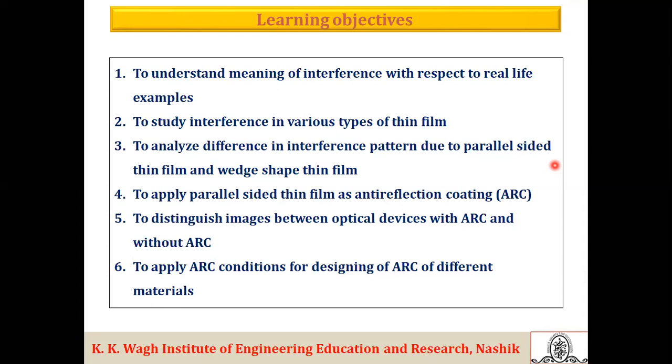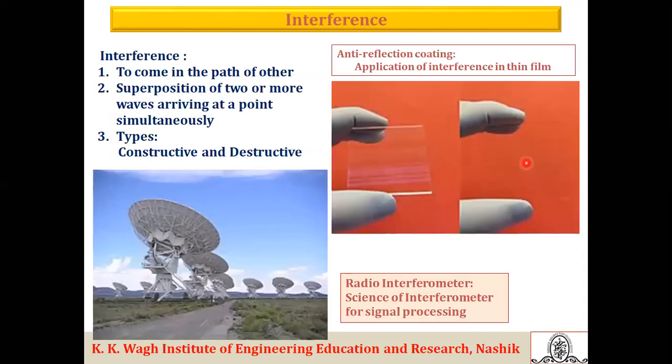To apply these anti-reflection coating conditions for designing various materials and various anti-reflection coatings. So with respect to these learning objectives, we are moving ahead with the concept of interference. The dictionary meaning of interference is to come in the path of another, and the scientific meaning is the superposition of two or more waves arriving at a point simultaneously.